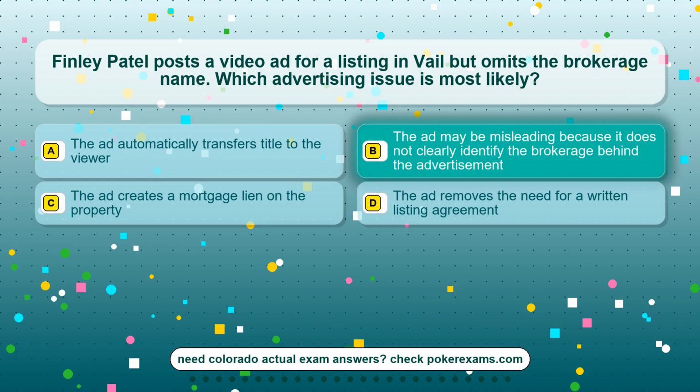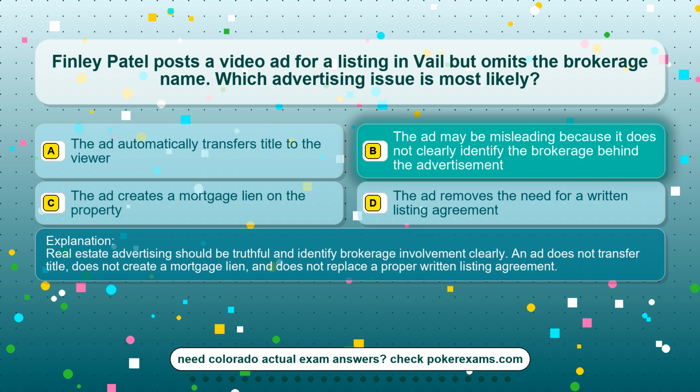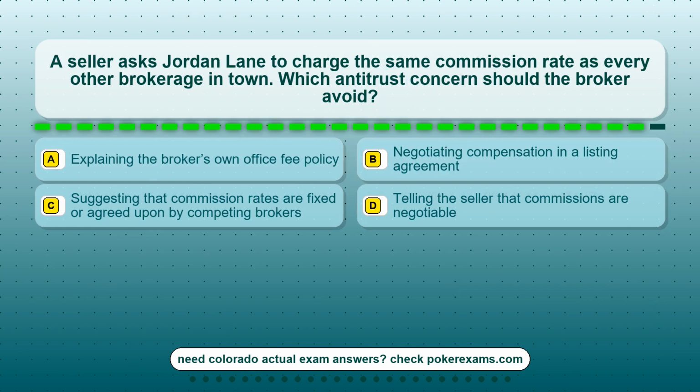The correct answer is option B. The ad may be misleading because it does not clearly identify the brokerage behind the advertisement. Real estate advertising should be truthful and identify brokerage involvement clearly. An ad does not transfer title, does not create a mortgage lien, and does not replace a proper written listing agreement.